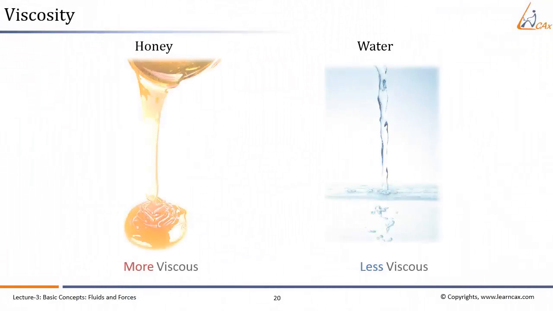Fluids not only resist the relative motion of immersed objects, but also resist the motion of fluid layers with differing velocities within them. When both honey and water are made to flow over a surface, you will notice that water flows down rapidly, while honey takes more time to cover the same distance.